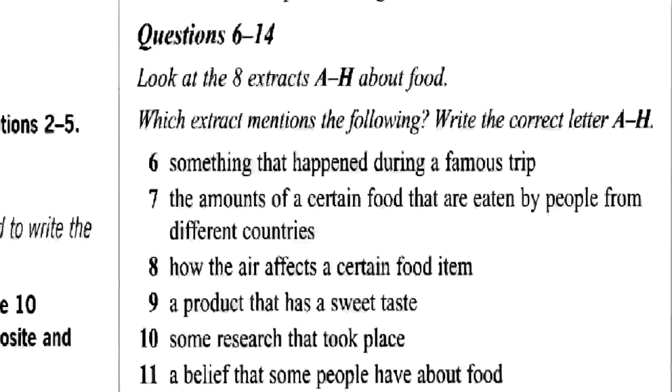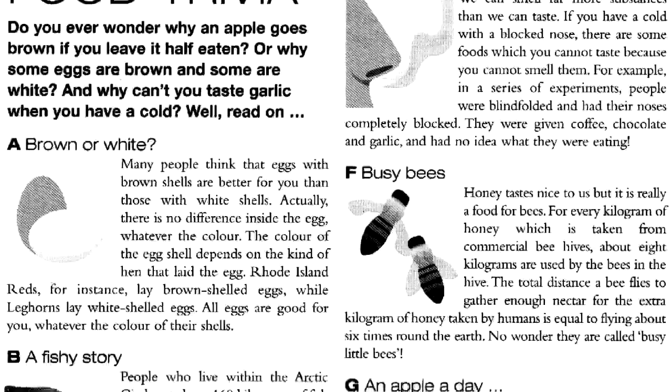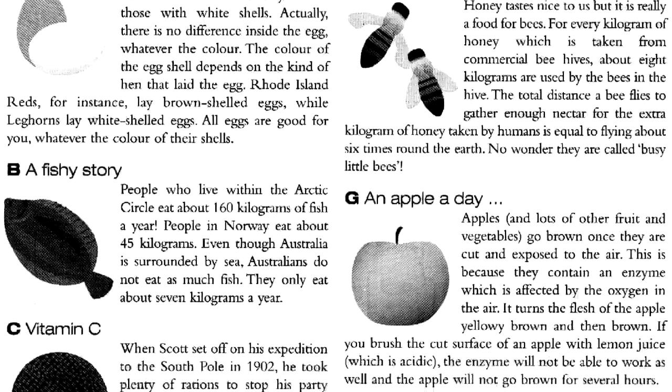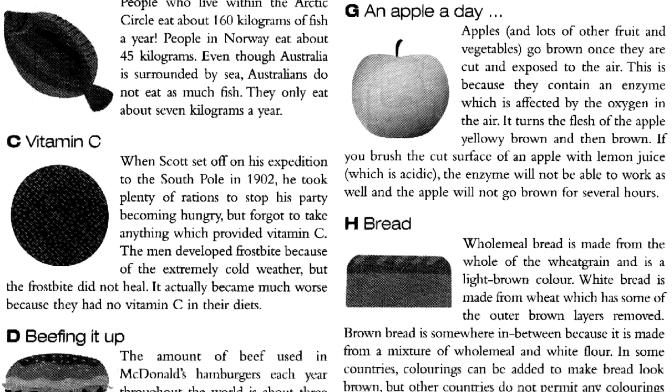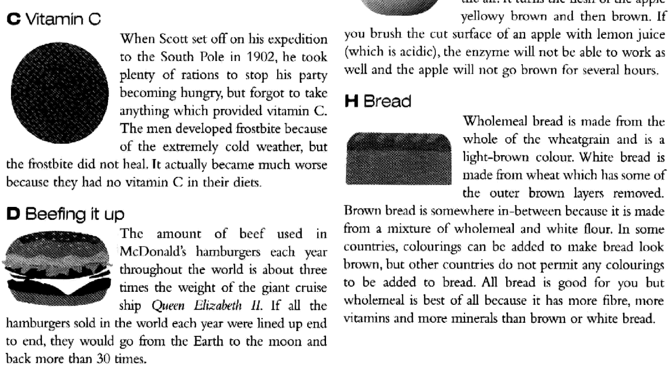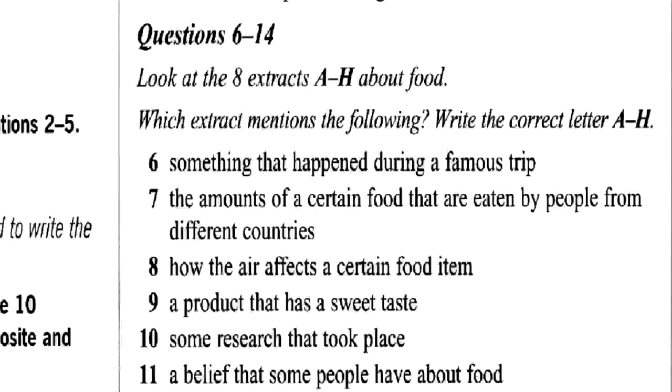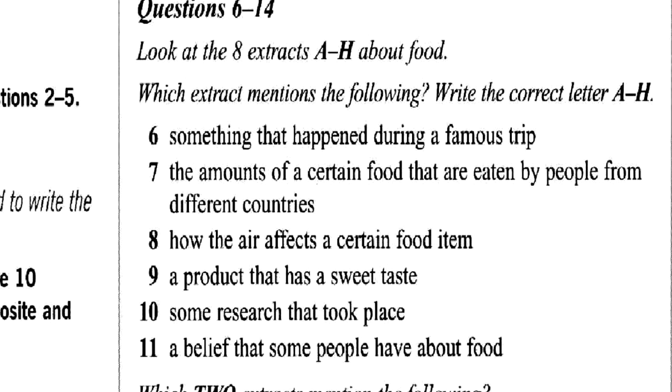Questions 11 to 14, that is multiple matching. We have to match. Which extract mentions the following? Write the correct letter A to H. Something that happened during a famous trip. From which passage, A to H? There are 8 passages A to H. From which passage is this information taken or extracted? We will write the name of the paragraph A, B, C, D or E. I think this is multiple matching.